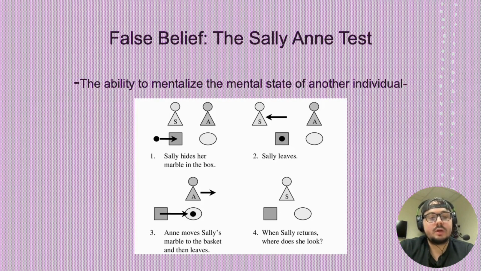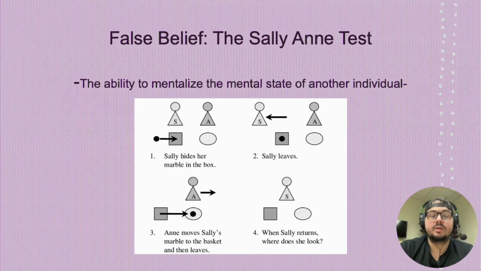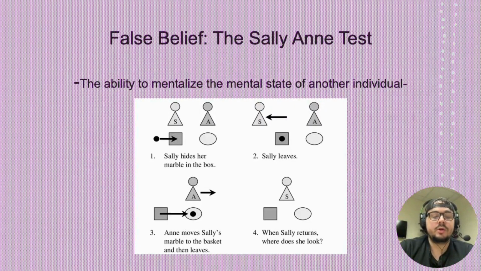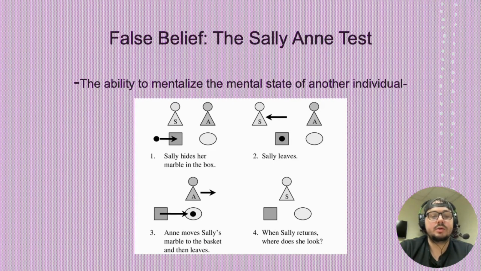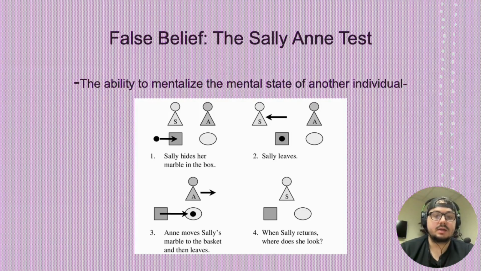One of the measures of emotional intelligence is the idea of false belief. So false belief is the ability to mentalize the perception of another individual, even if that individual is wrong. So generally for younger children, we test them using the Sally-Ann test to figure out if they are able to develop this idea of mentalizing another person's perspective.